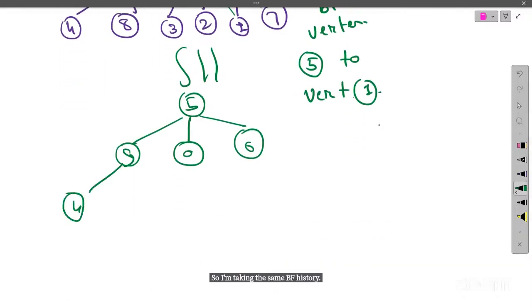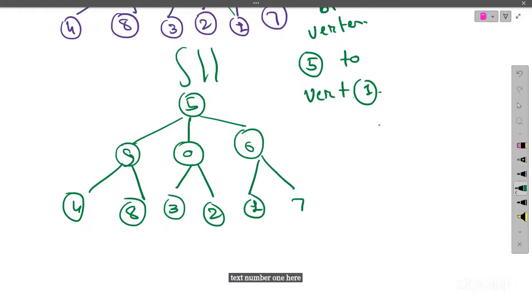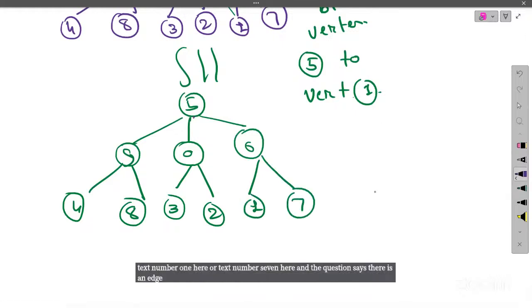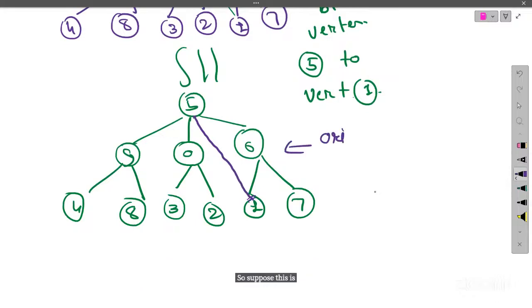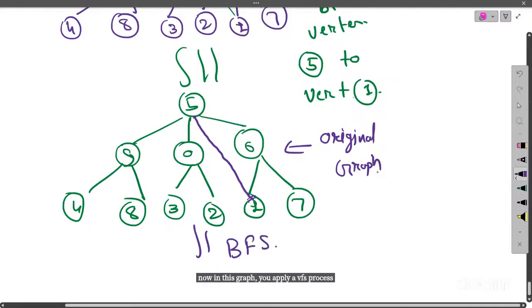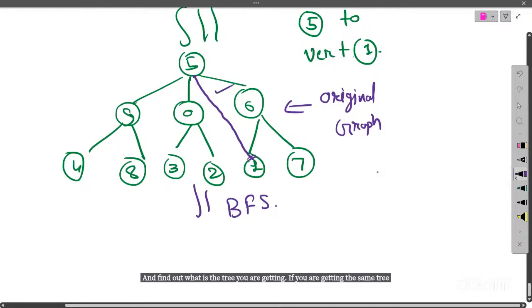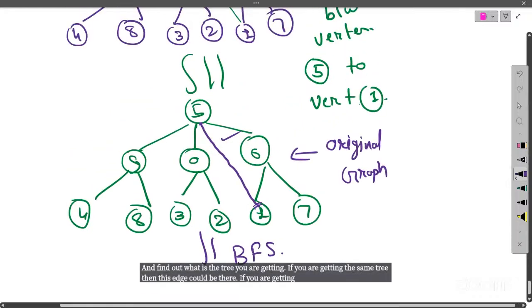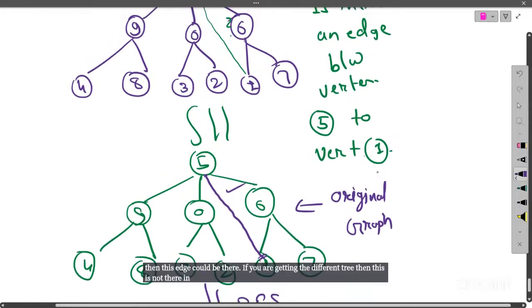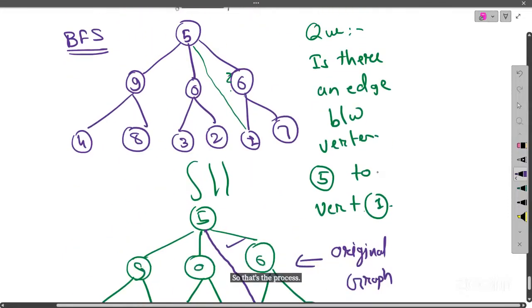I'll take vertex number 4 here, vertex number 8 here, vertex number 3, vertex number 2, vertex number 1, and vertex number 7. The question says there is an edge between vertex number 5 and 1. Suppose this is my original graph. Now apply the BFS process on this graph and find out what tree you get. If you get the same tree, then this edge could be there. If you get a different tree, then this edge is not there in the original graph. That's the verification process.